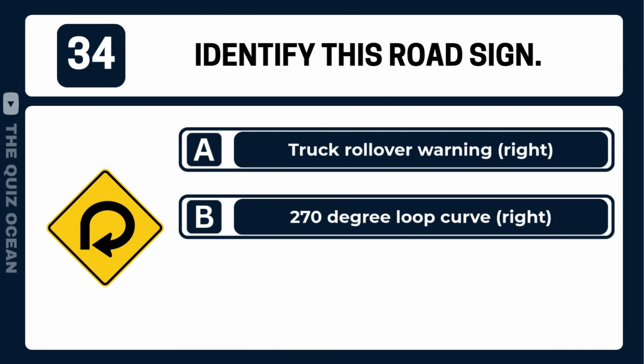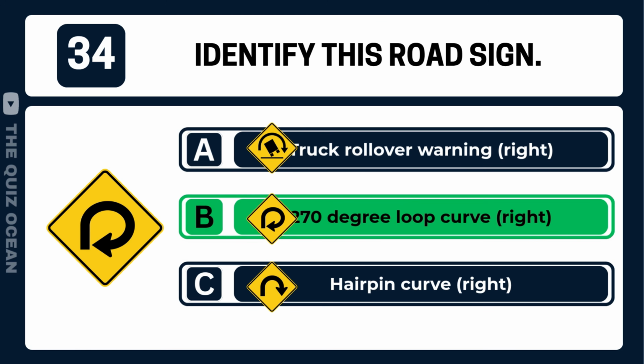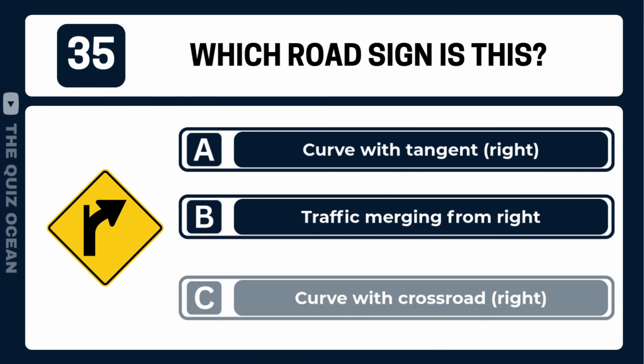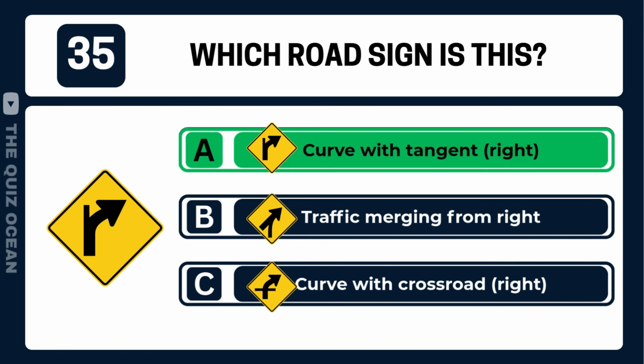Question 34. Identify this road sign. The answer is B. 270-degree loop curve right. Question 35. Which road sign is this? The answer is A. Curve with tangent right.